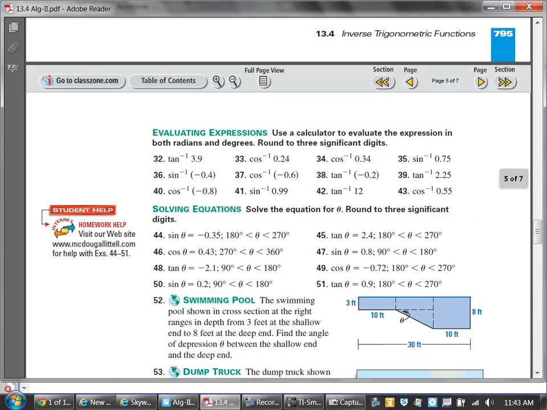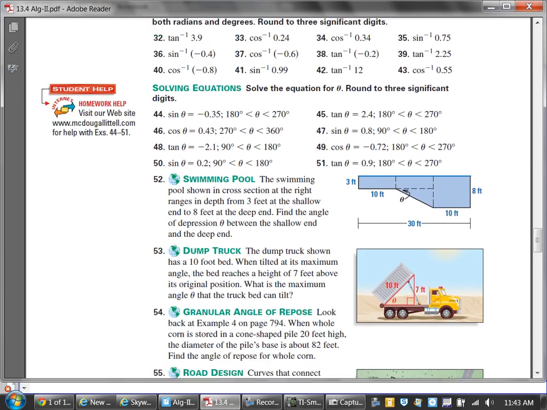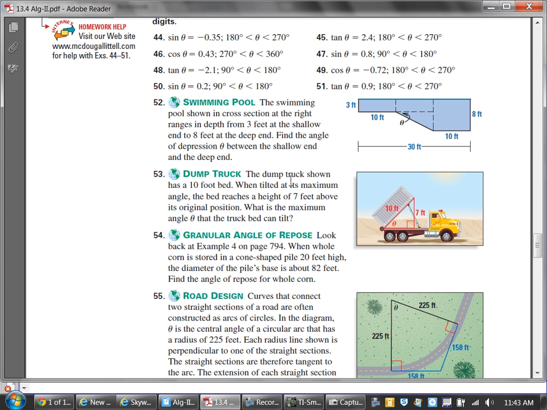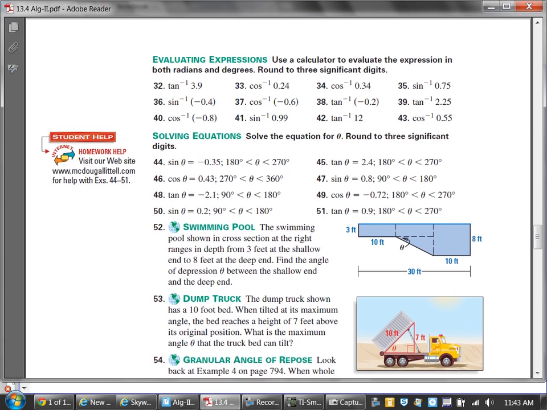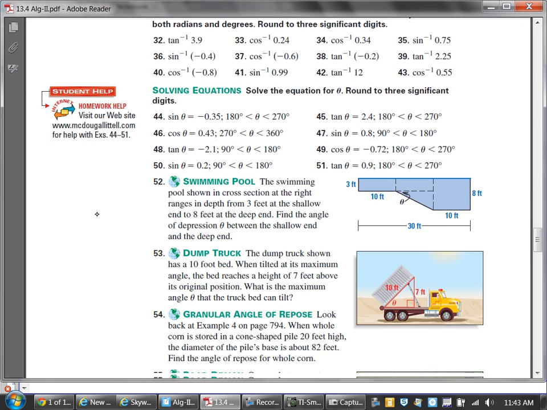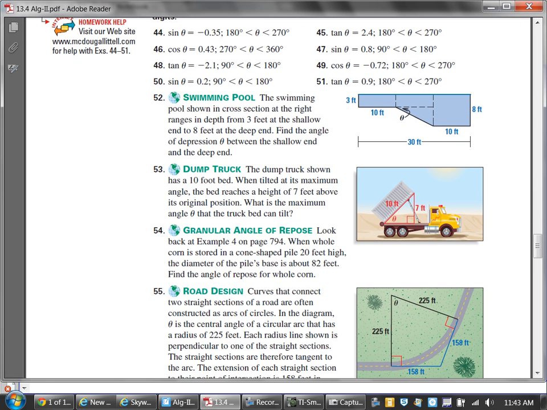Here's what I want you to do. Homework: page 796, problems 44 to 56. That's 12 problems. You have some time now. You should be able to get just about all of it done before you get out of here.